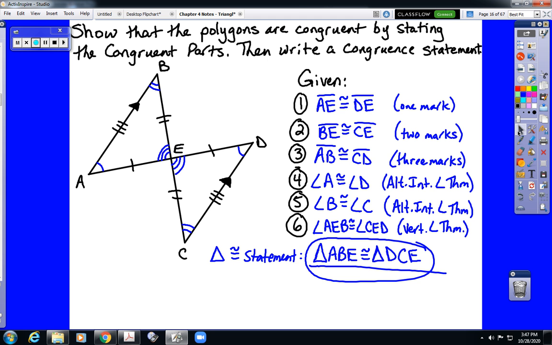Okay, that does it for the first video. The second video over this section is going to cover the new theorem for the section, which is called the third angle theorem for triangles. It will show the proof of that theorem, and it will show a couple of algebra-based examples.